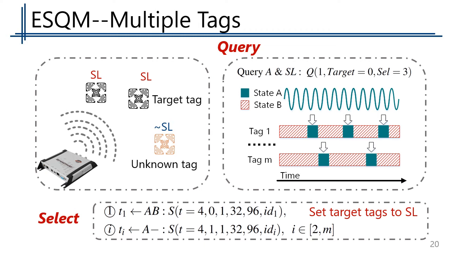In the query stage, we let only the tags with the state SL reply. The persistence time is still the time interval between two adjacent replies of a tag. In this way, we can measure multiple tags in parallel, and no waiting time is needed. It takes only about 300 milliseconds to get a tag's persistence time on average.